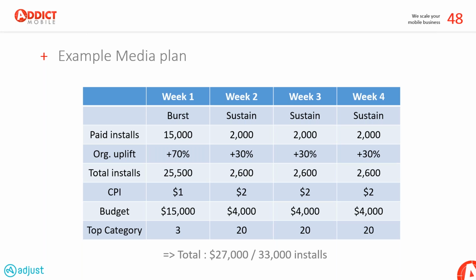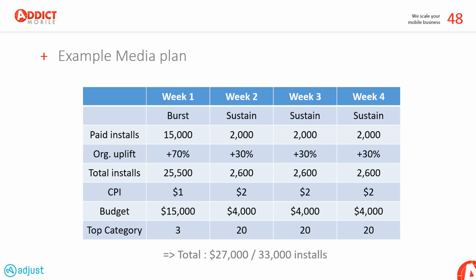This example is a good example for one country which is medium size. For example, France, Italy, Spain, UK, Germany. These are more or less some KPIs that we can have in terms of volume of installs and CPI. But it will depend on the countries.